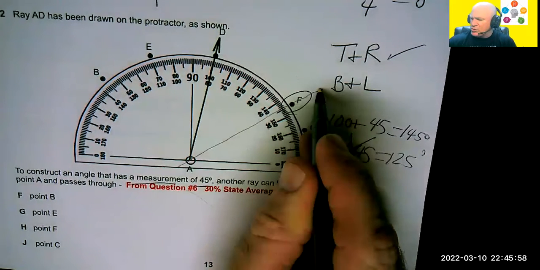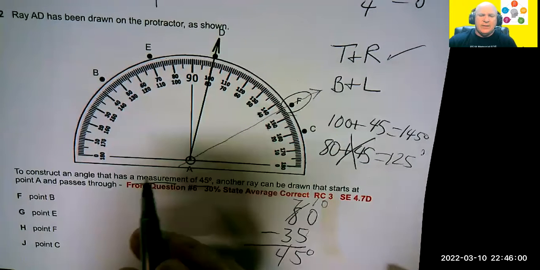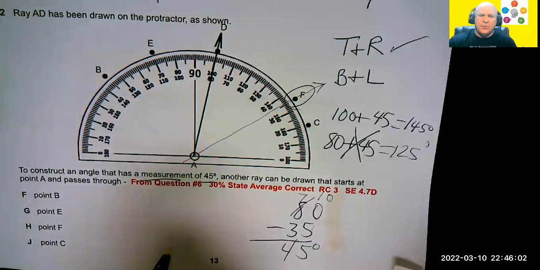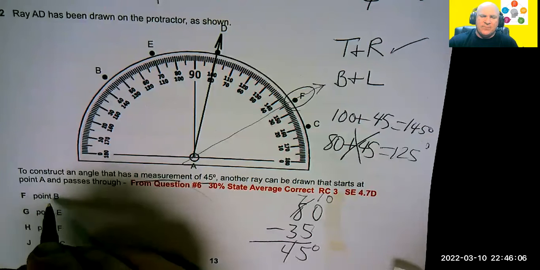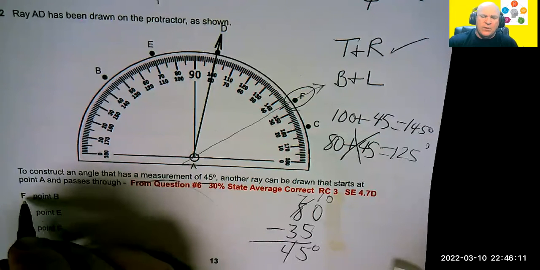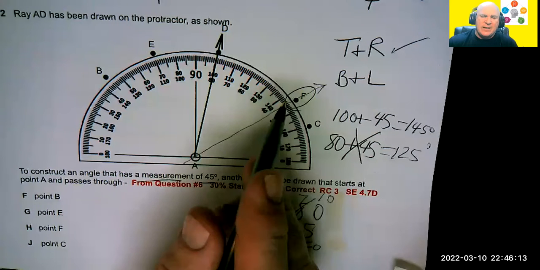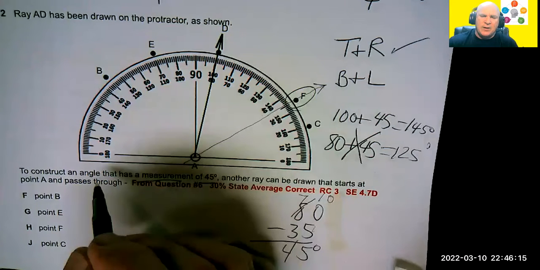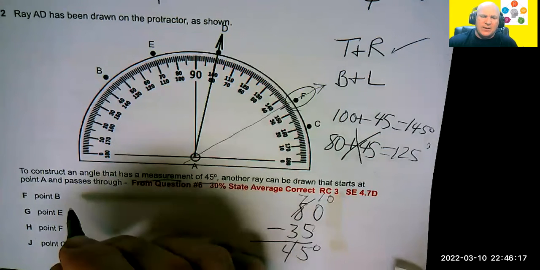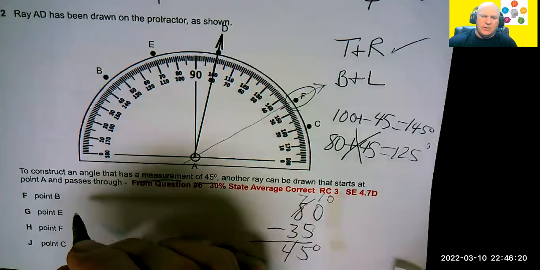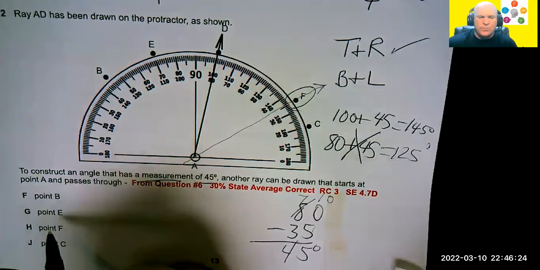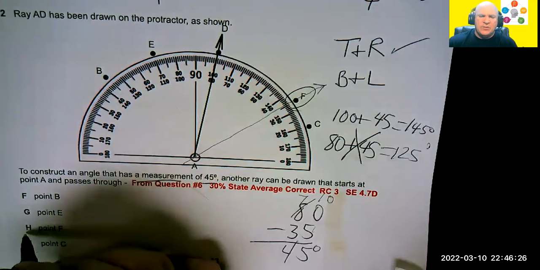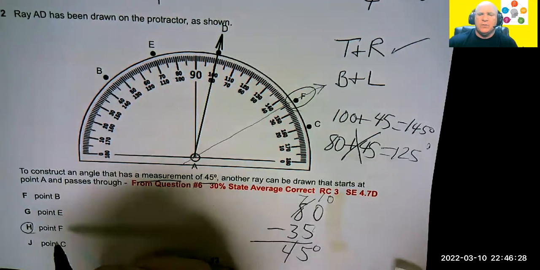So what I did was try and trick your students. Letter F says point B. So a lot of your students are going to see that F and pick it because there's an F over there. And I don't want to throw your students off, but I'm afraid the state's going to do that. So you've got to be careful. We're looking at point F, not letter F. So the correct answer would be letter H. Point F is the one that's going to give a measurement.